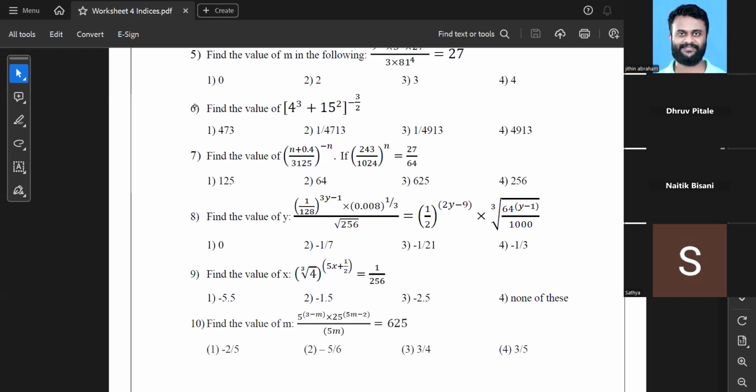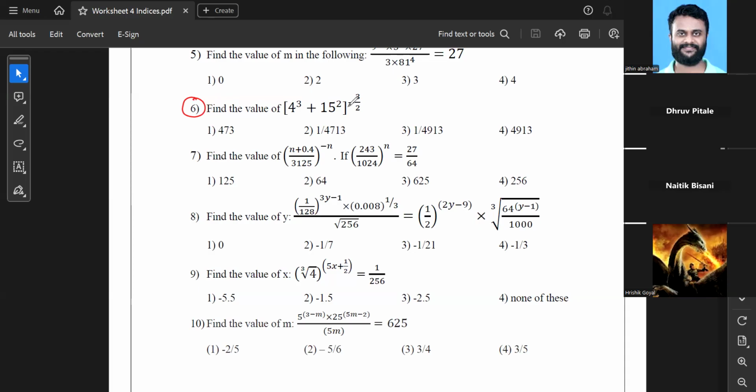Let's go for the sixth problem. Find the value of 4 raised to 3 plus 15 raised to 2, the whole raised to minus 3 by 2. So, first of all, sir, we have to solve 64 plus 225. Sir, 64 plus 225. I really appreciate you solving the numbers first, but yes, in this case I will have to do that, because between them you have a plus.